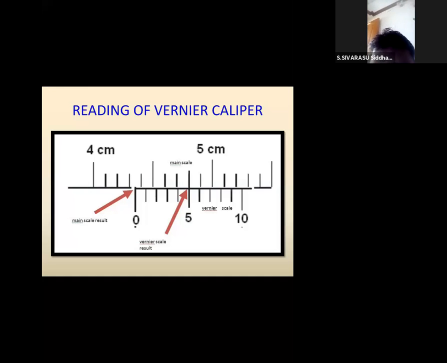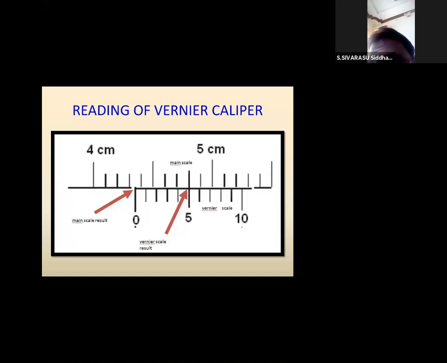Now, in the next stage, you have to see which line of the vernier scale division coincides with the main scale division in a straight line. That is very, very important. Which division of the vernier scale coincides with the main scale division in a straight line? There should not be any difference. It should be perfect in a straight line.